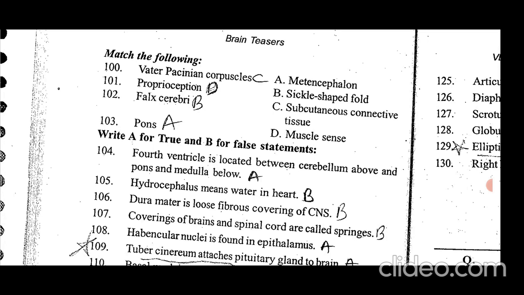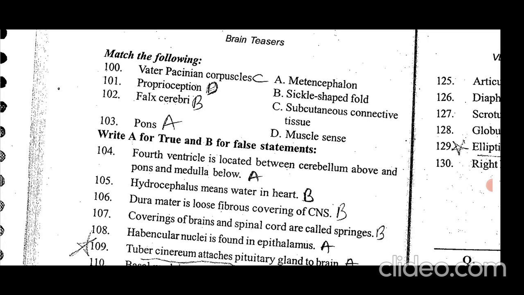Proprioception is muscle sense. Pons is in the metencephalon. Falx cerebri is a sickle-shaped fold. Proprioception is muscle sense, and Vater-Pacinian corpuscles are in subcutaneous connective tissue. Falx cerebri is a sickle-shaped fold. Pons is in the metencephalon.